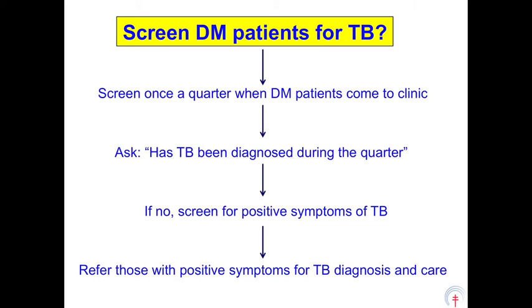Diabetic patients generally come to the clinic once every 3 months for review. So we screen them once a quarter, once every 3 months. And when they come, we ask a very simple question: has TB been diagnosed during this last 3 months? And if the answer is no, then we screen for positive symptoms of TB. Very simply, we ask them about cough, fever, night sweats, and weight loss. And anybody who has positive symptoms is referred for investigation, TB diagnosis, and care if they have TB.